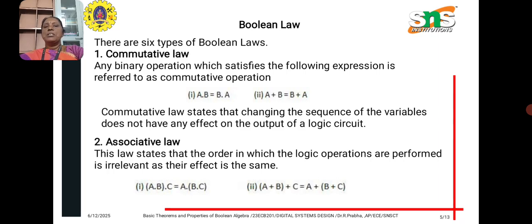And next is the associative law. This associative law states that the order in which the logical operations are performed is irrelevant as their effect is the same. For example, a dot b dot c is equal to a dot of b dot c. Similarly, we can give another example: a plus b plus c is equal to a plus b plus c. So this is the associative law.